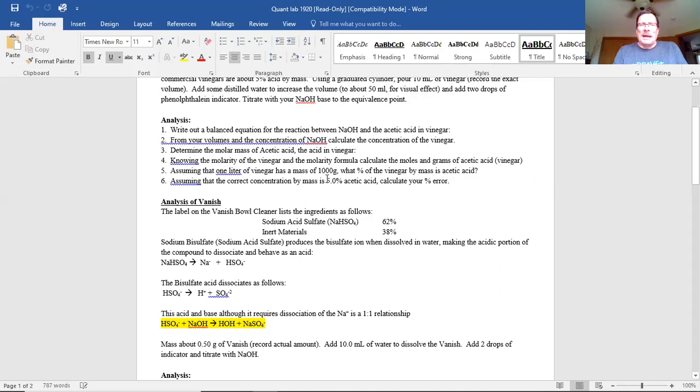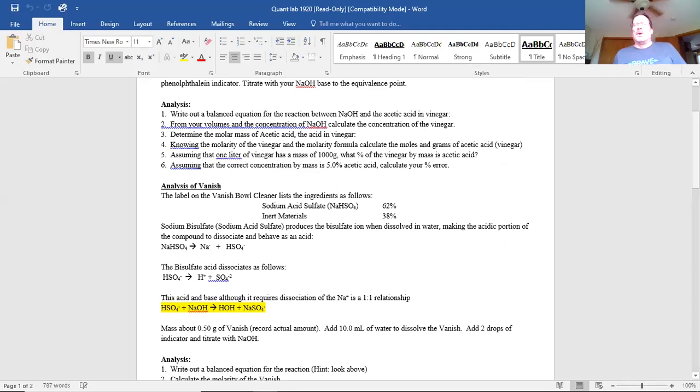Okay. And then it has you figuring out that all vinegar, no matter where you buy it, says that it is 5% by mass. So here's what we say. If a liter is 1,000 grams, what is the percent? Well, you have your grams here. Divided by 1,000 times 100 gives you your percent. And then you can do a percent error with the 5% standard known value. Okay. That's the way most of them work.